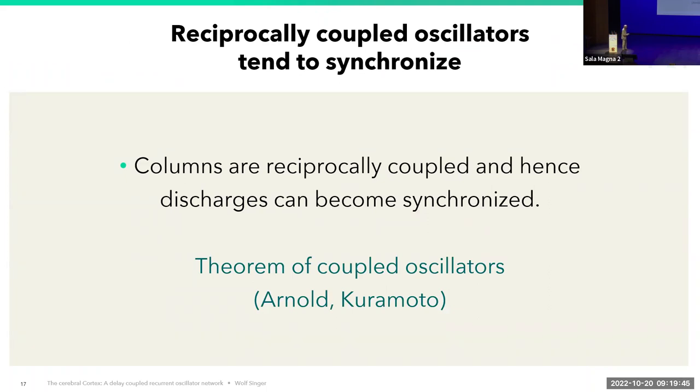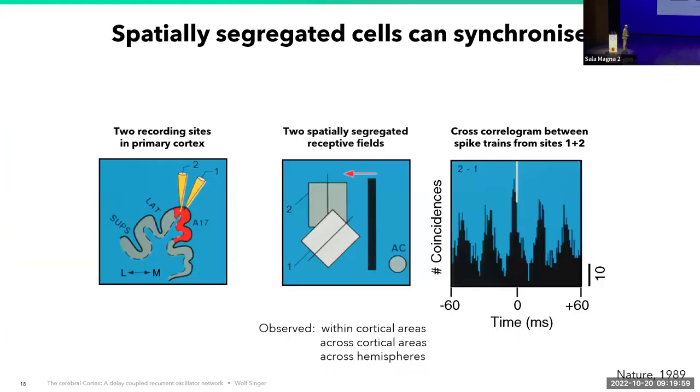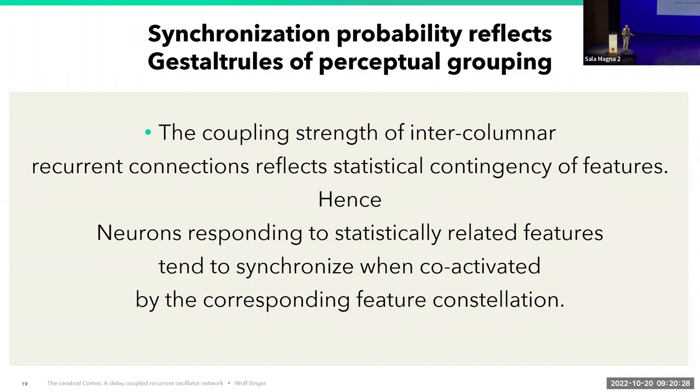So because these columns are reciprocally coupled, they tend to synchronize if they are co-activated, as the Arnold tongue theorem shows, or the Kuramoto formalities. So if you record from two spatially segregated sites, activate those columns with a continuous stimulus, a single object, run a cross correlogram of the discharges, you see this nicely modulated synchronous activity. And one observes this phenomenon within the cortical area, across areas, and also across the two hemispheres of the brain. So synchronization probability does reflect the strength of the coupling among the coupled nodes.